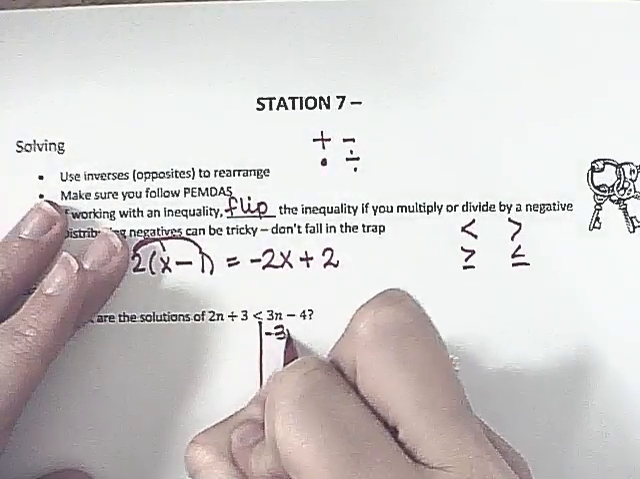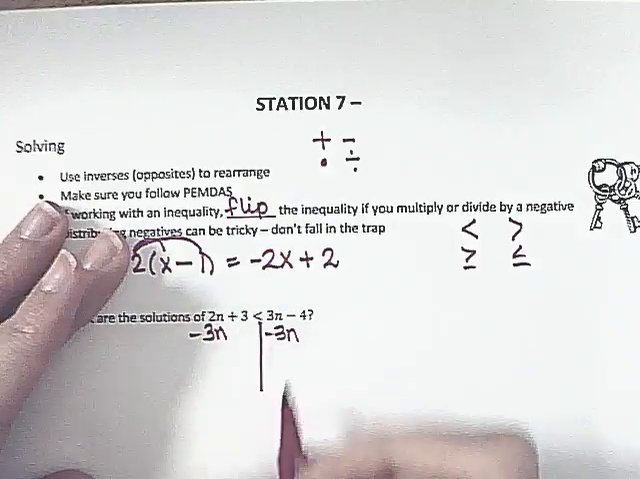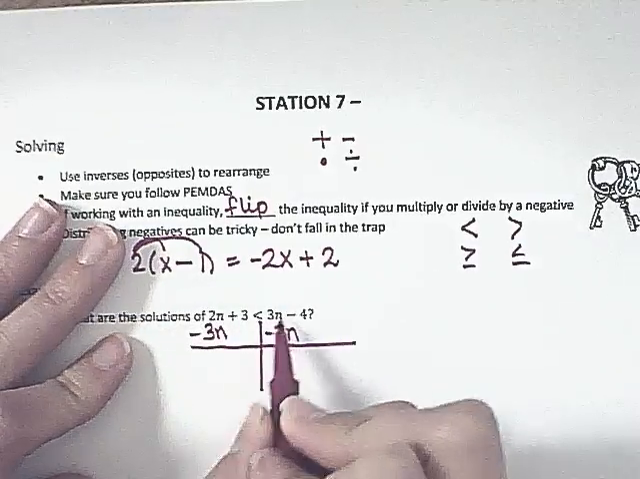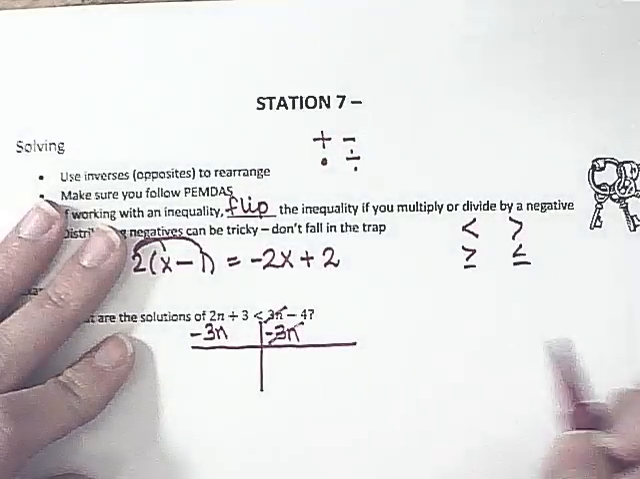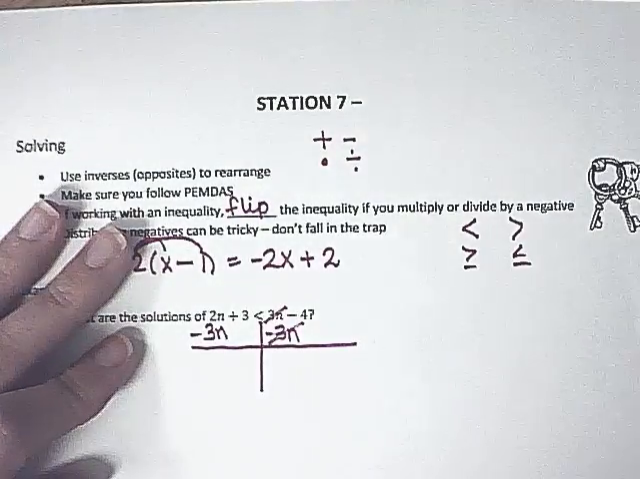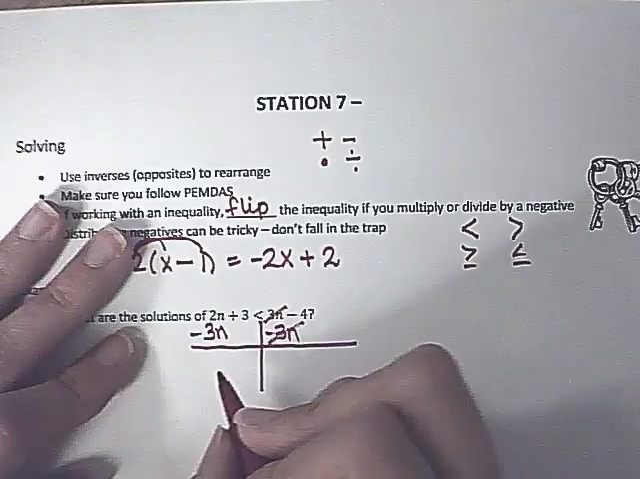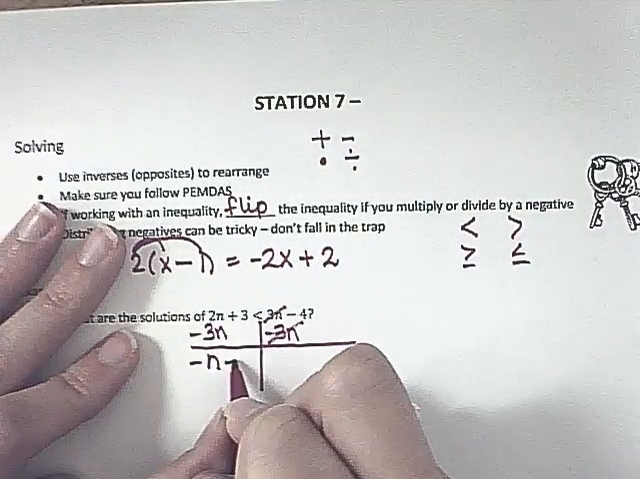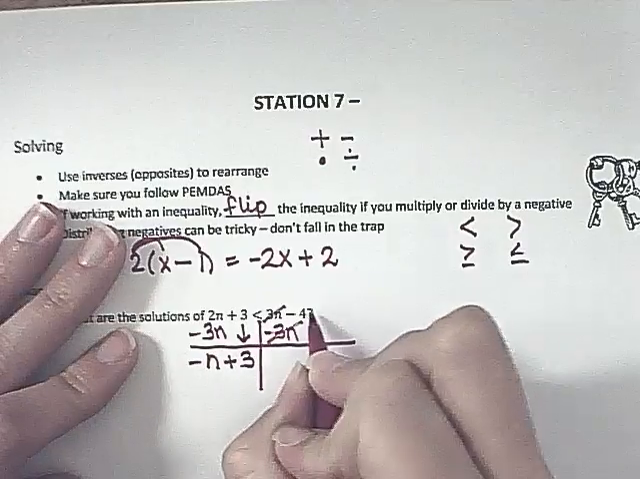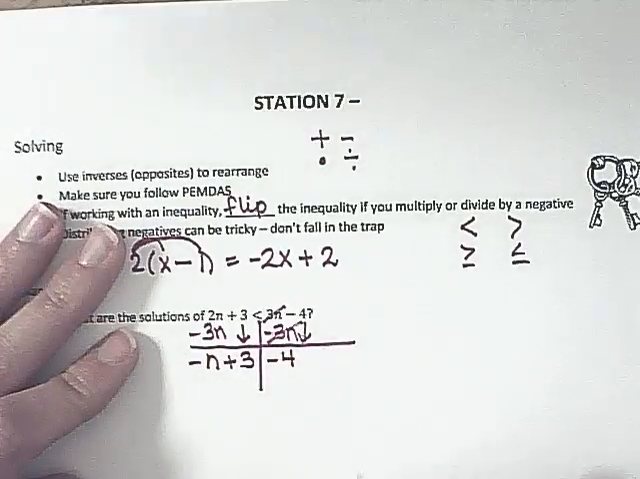So I'm going to subtract 3n from both sides. You'll notice and remember that I lined up variables with variables so that these would be like terms. 3n and negative 3n makes a zero pair, which means that they cancel. And over here on the left, I have 2n minus 3n, which is negative n. I'm going to bring down that 3, and I'm going to bring down my negative 4.